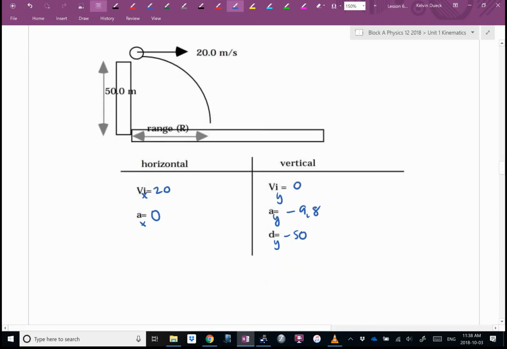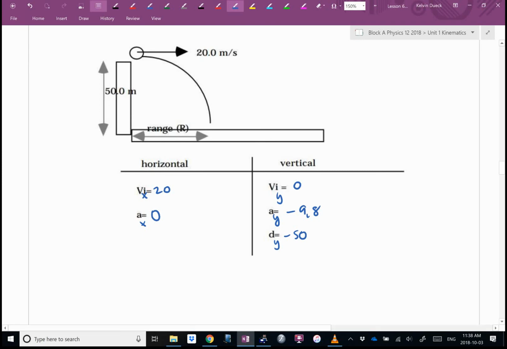How many horizontal things do I know? 2. How many vertical things do I know? 3. What's the first thing, Drew, they wanted me to find? Please look at your question. It's there. What's the first thing they wanted me to find?